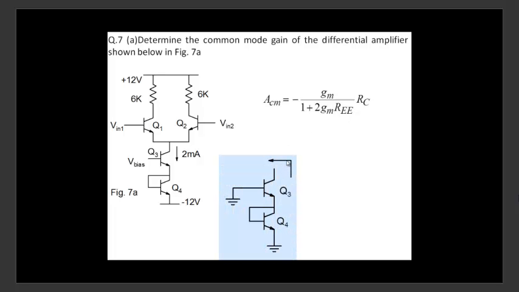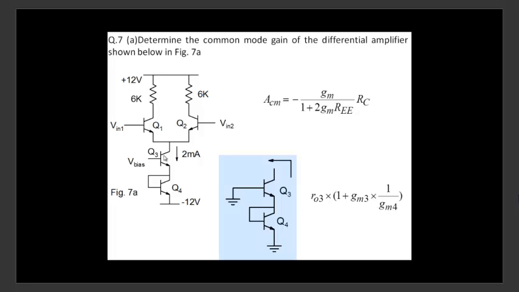Now, what is the small signal resistance of this block? When I want to find out what is the small signal, I have to look into the collector. This is bias voltage. It becomes ground. This is Q4. And remember, this is nothing but 1 over GM4. And so the resistance becomes RO3 times 1 plus GM3 into 1 over GM4.